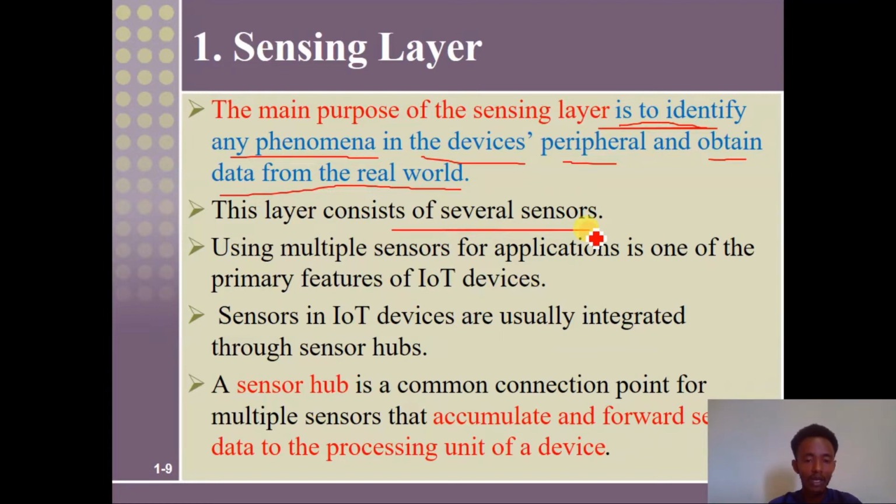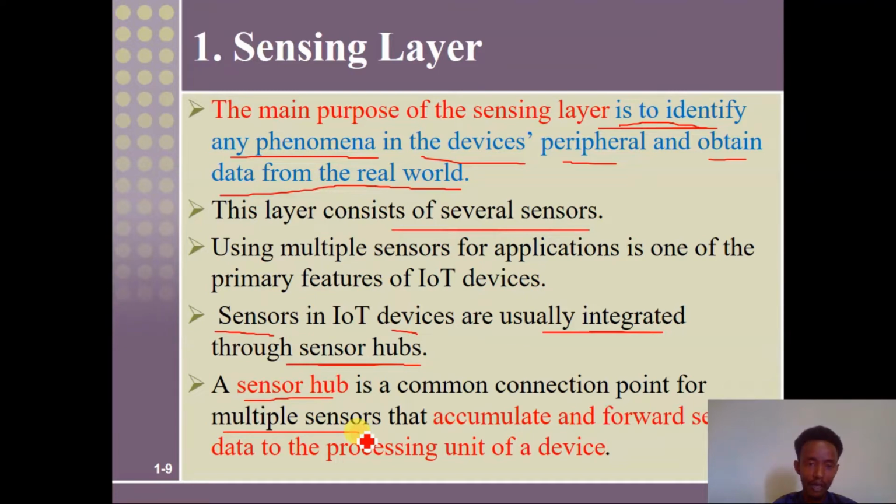So sensors in IoT devices are usually integrated through different hubs. These hubs are used to connect different sensors together. A sensor hub is a common connection point for multiple sensors. So, BTech, if you are a freshman student, this sensor hub may come on your final examination or your mid exam. The main advantage of a sensor hub is that it is used to connect different sensors.